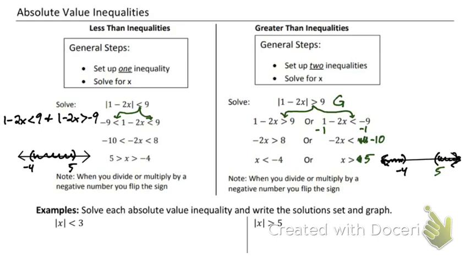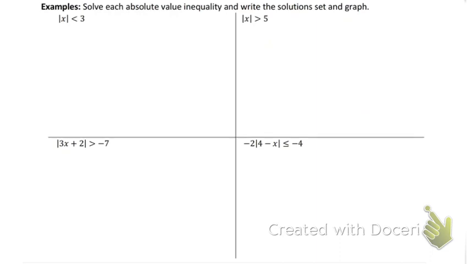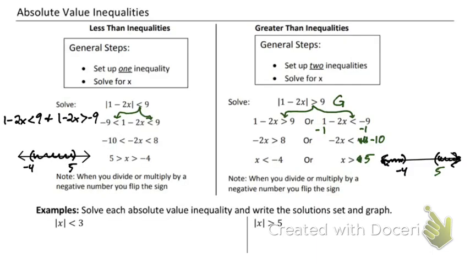All right, so real quick. Greater than is an "or" statement. Less than is an "and" statement. All right, let's go through some problems. All right, the first one is pretty easy. That is a less than symbol. Just remember, a less than symbol is our "and" statement.